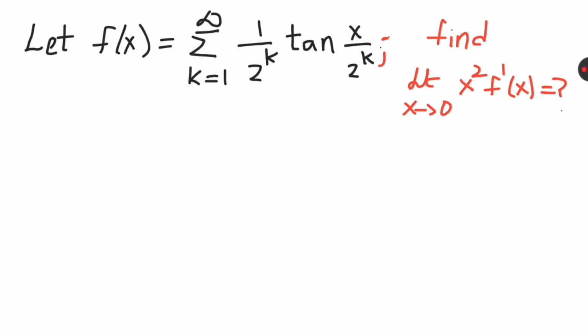We are given, let f of x equal to the summation from k equals 1 to infinity of 1 over 2 raised to the power of k, tan of x over 2 raised to the power of k. We need to find the limit as x tends to 0 of x squared times f dash of x.